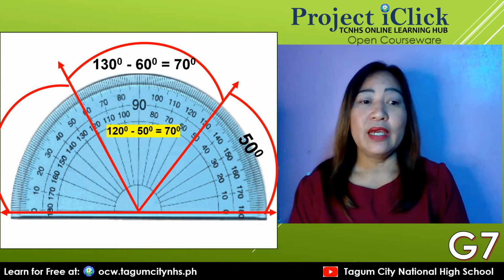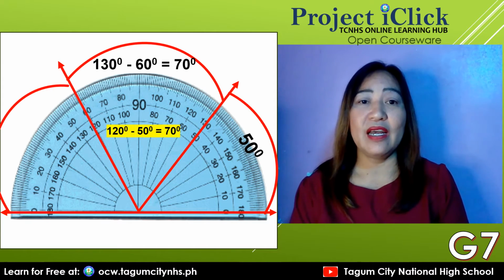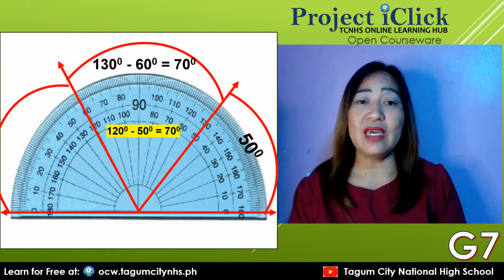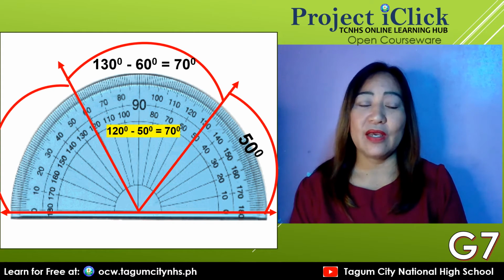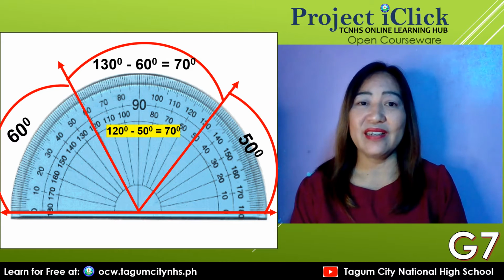Now, another example here, the angle faces the left direction. So you are going to find where the other leg is placed. It is placed on 0 and the other one is placed on 60. Therefore, this angle measures 60 degrees.